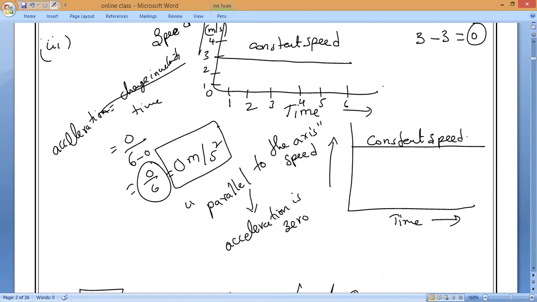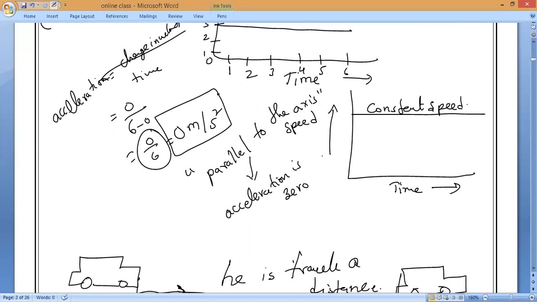Now, how to find the distance? Very, very important. Can anybody tell me how to find the distance? Speed into time. For example, suppose till here, what is the distance traveled by Danishkar? I want to find it.